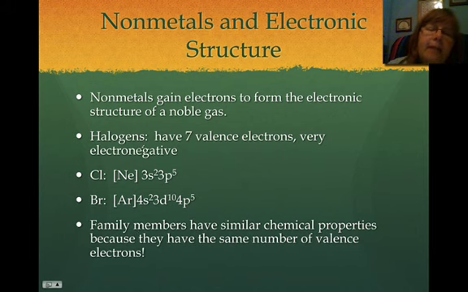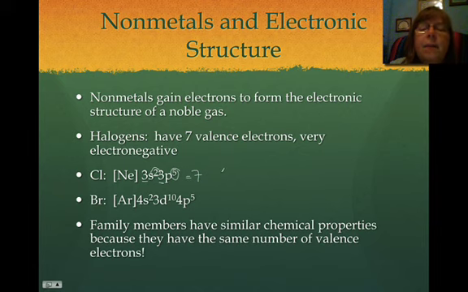Well, let's take a family here, the halogens. They have 7 valence electrons. They're very electronegative. They really would love to attract 1 more electron so they would have a noble gas configuration. Here's chlorine. Its electron configuration is neon, 3s2, 3p5. This 3 is our outer shell, and so let's sum up all the electrons in the outer shell. A 2 plus a 5, it has 7 valence electrons.